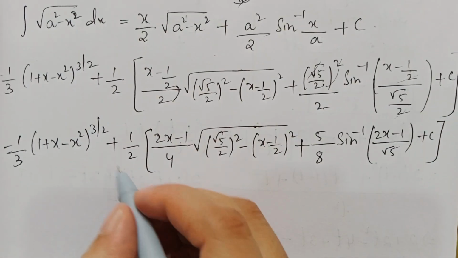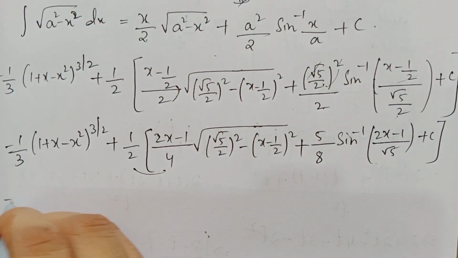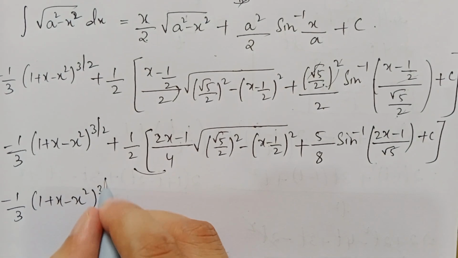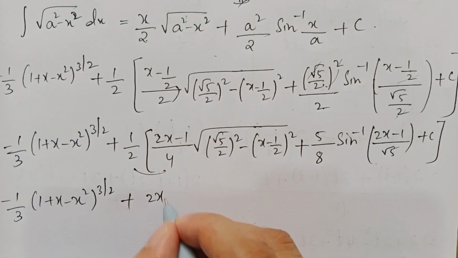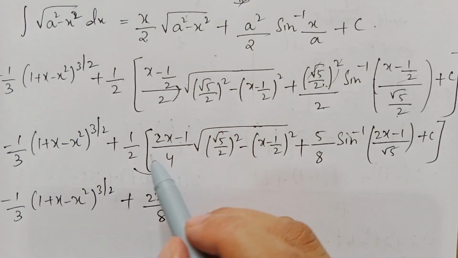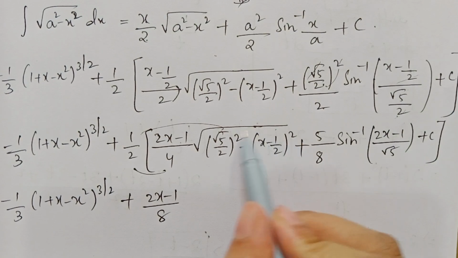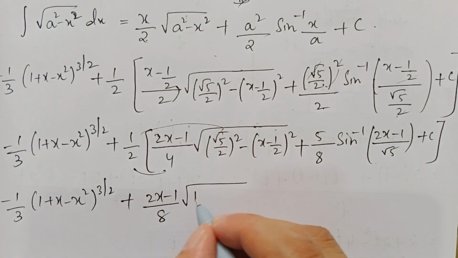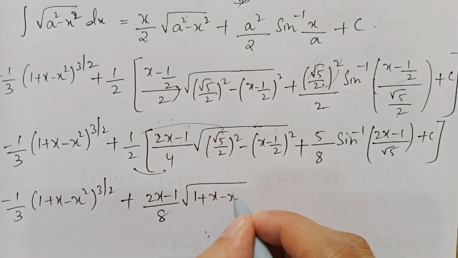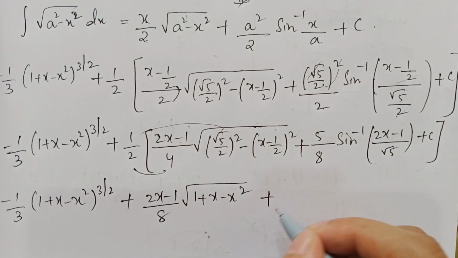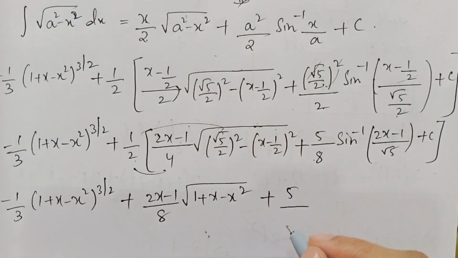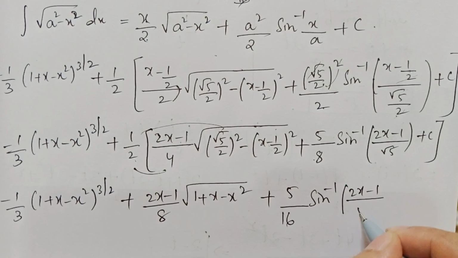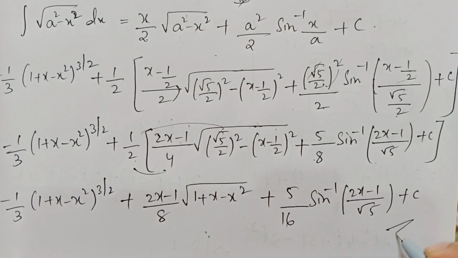And now we'll multiply this 2 inside, so it is minus 1 by 3 into 1 plus x minus x square whole power 3 by 2, plus 2x minus 1 by 8. And when we multiply this and solve, we'll get the same term as in the question. Okay, so it is 1 plus x minus x square, plus 5 by 2 into 8 is 16 sine inverse 2x minus 1 by root 5, plus c, is our final answer.